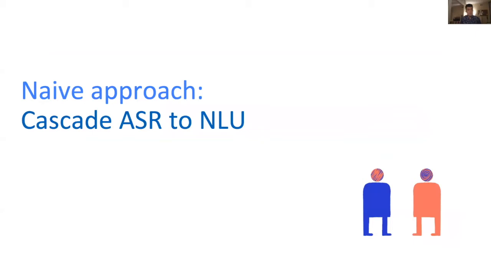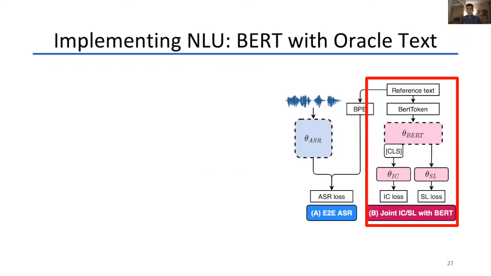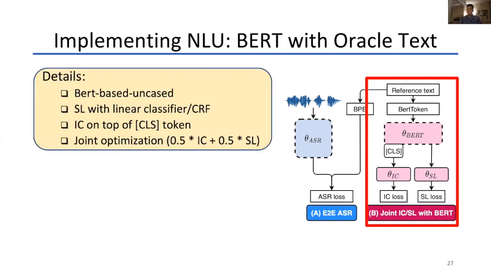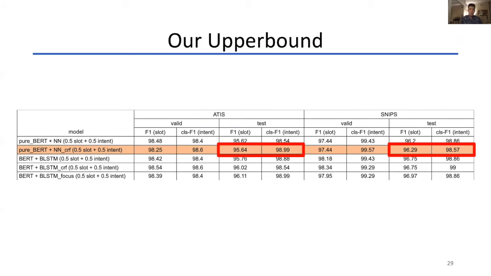Now I'm going to proceed to our first approach, which is basically cascading an ASR to an NLU. And the bottom here is the visualization. To implement our NLU, we went for a BERT. This is just a standard BERT that is jointly optimized for intent classification and slot filling. And these are the results on ATIS and SNIPS. We can see that they are very good, above 95% for both metrics. And this will be our top line because the oracle text transcription is available.